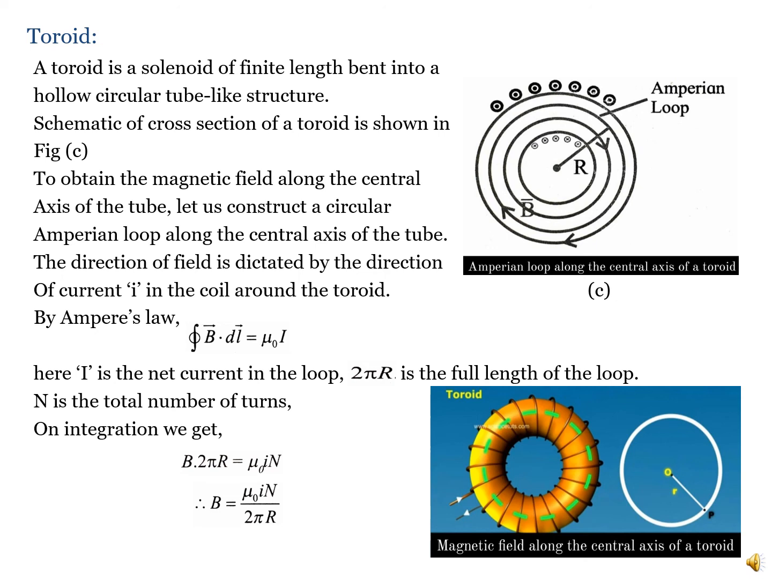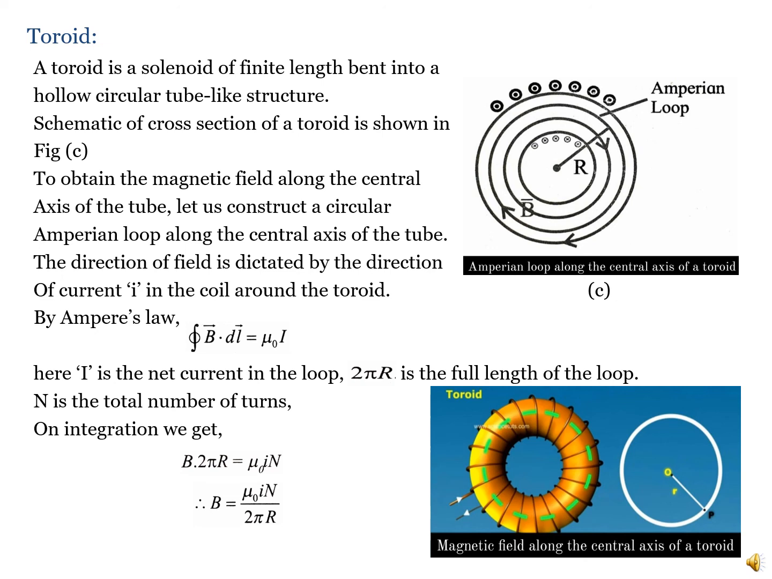Here the total length of the toroid is nothing but the circumference of the circle. It is equal to 2πr. So here L can be replaced by 2πr, and the equation is B into 2πr equals μ0 IN, where N is the total number of turns in the toroid. Therefore, the final equation is B equals μ0 IN upon 2πr. This equation gives the magnetic field along the central axis of the toroid.